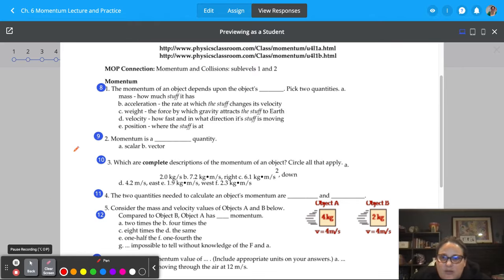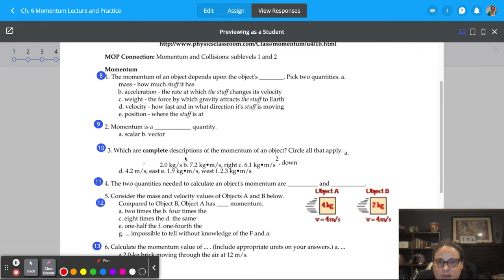For the rest of this lesson, you'll be answering the questions here. Read carefully. Question number 8 states the momentum of an object depends on the object's what? Pick 2 quantities. A, mass, how much stuff it has. So A is on the different line. That's the only part you have to be careful with in this problem set, that some of the letters are not in the right place. So A is on the previous line, and so there's A, B, C, D, and E. This one, they're just close together. For this question, the A is again way over here.